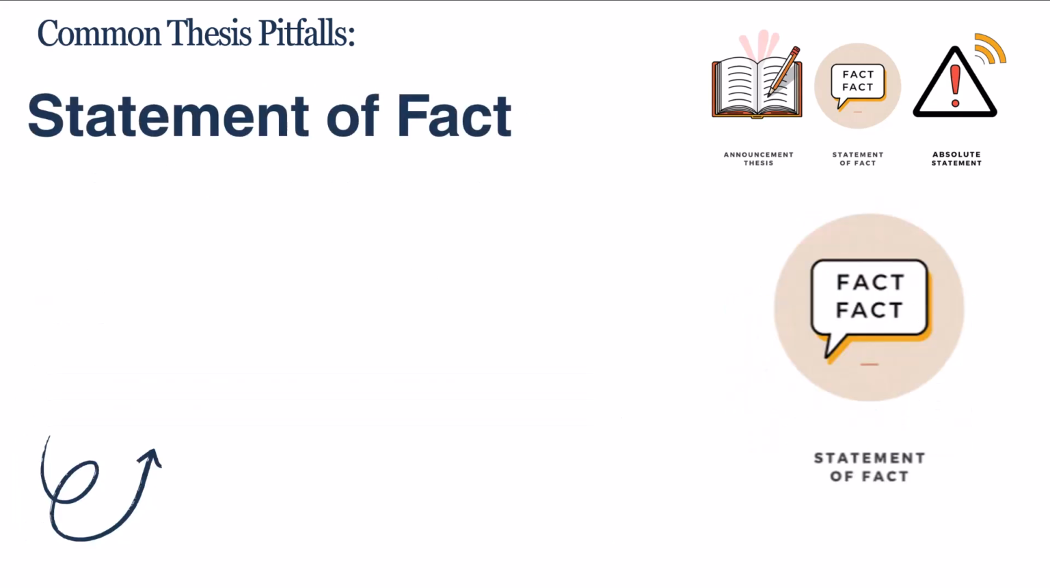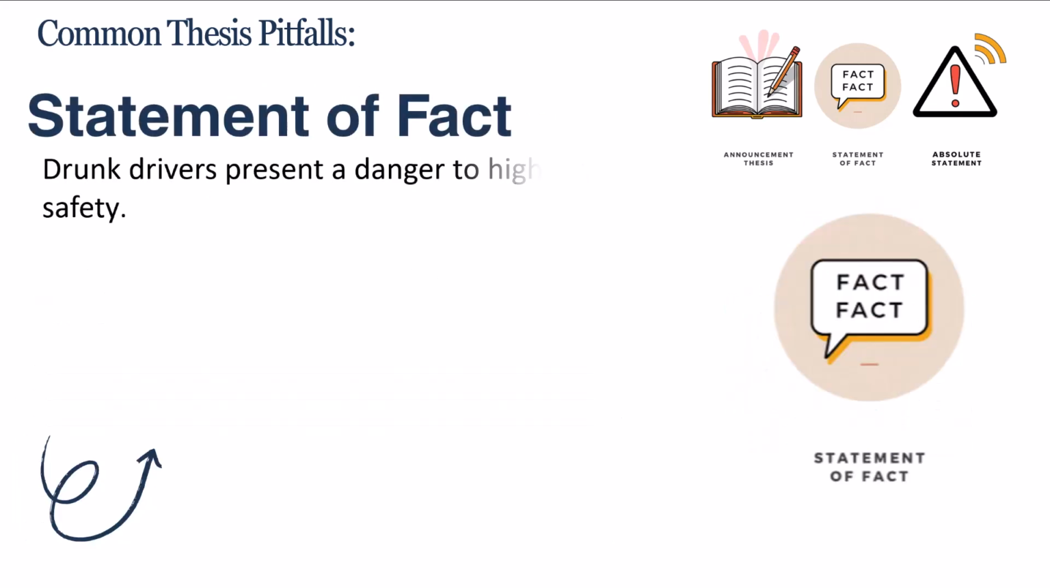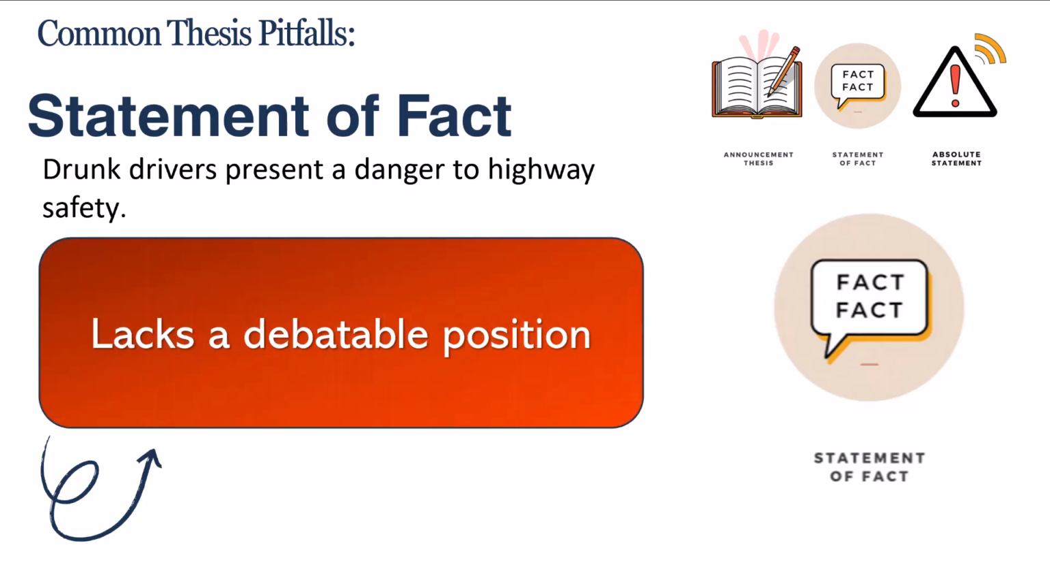Next is the simple statement of fact. For example, "Drunk drivers present a danger to highway safety." That's a clear statement of fact, but few people would disagree with it. In other words, the factual statement doesn't offer a clear, debatable position or an opinion of what should be done.